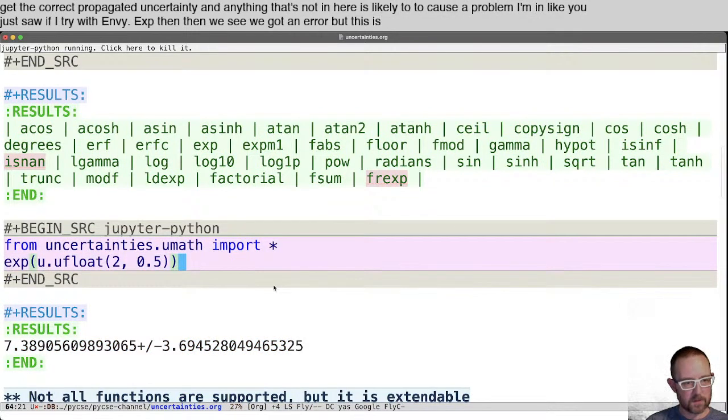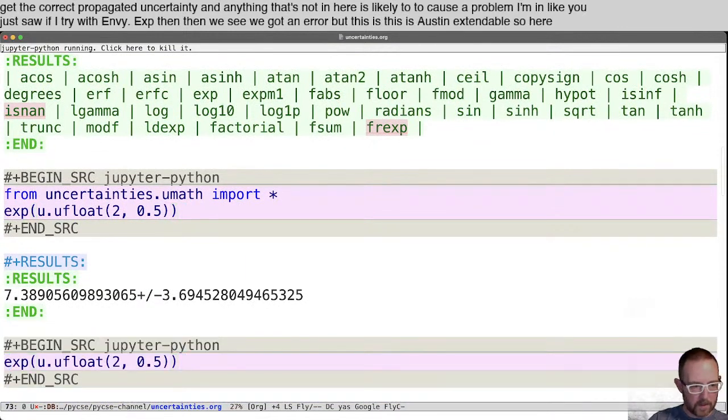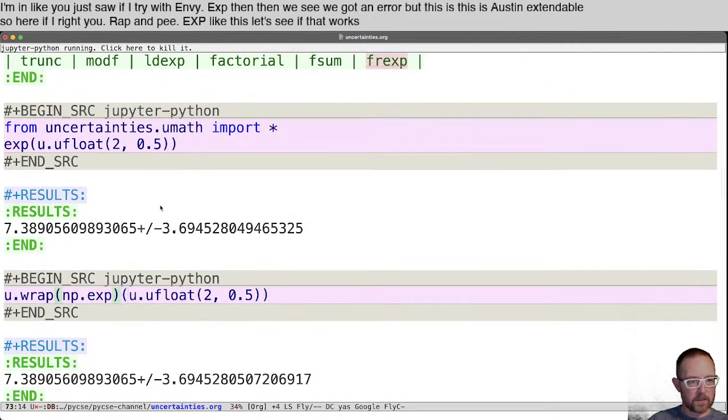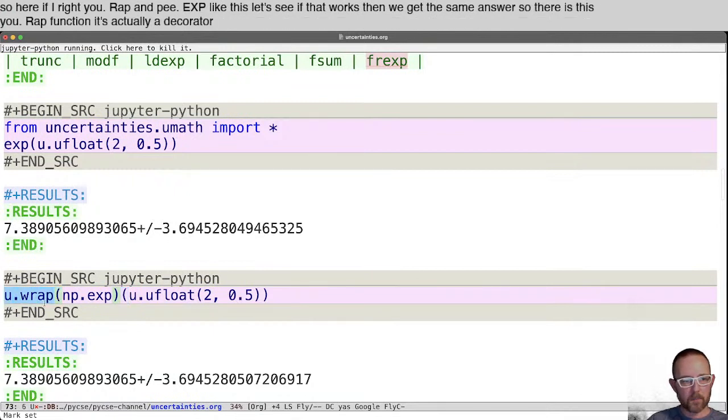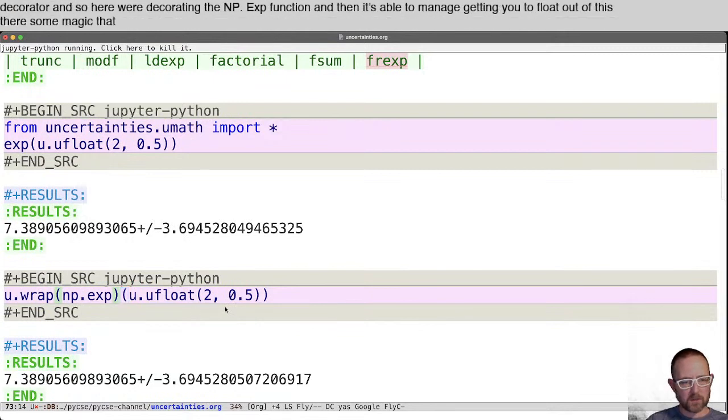But this is often extendable. So here, if I write u.wrap np.exp like this, let's see if that works. Then we get the same answer. So there is this u.wrap function. It's actually a decorator. Here we're decorating the np.exp function, and then it's able to manage getting the ufloat out of this. There's some magic that happens there, and I'll show you more magic in a second, that makes me wonder how this works to just wrap it.